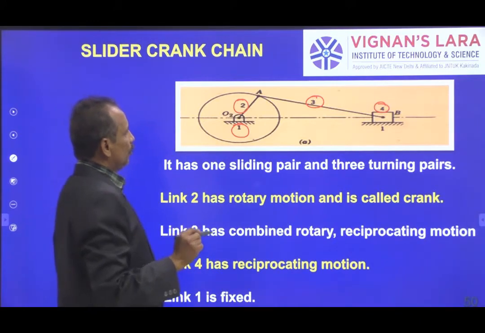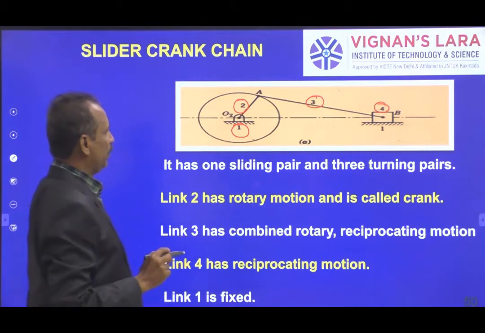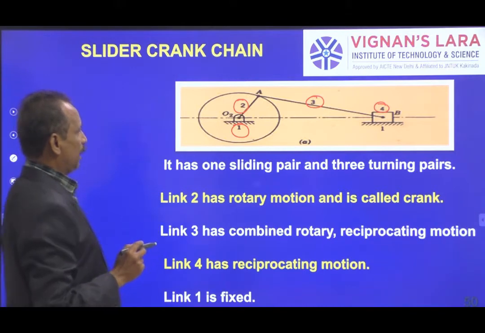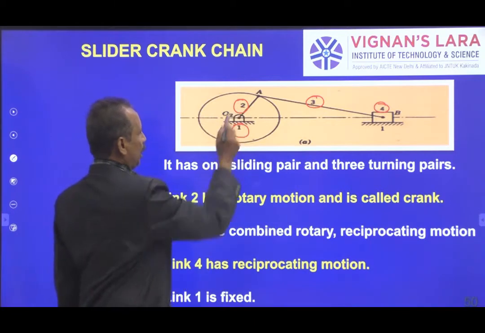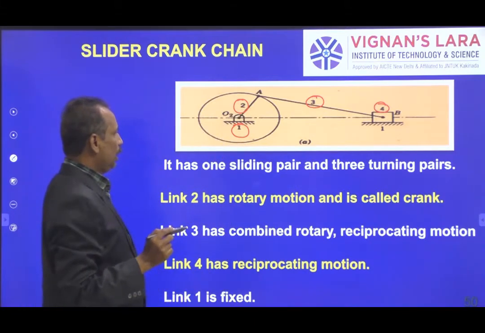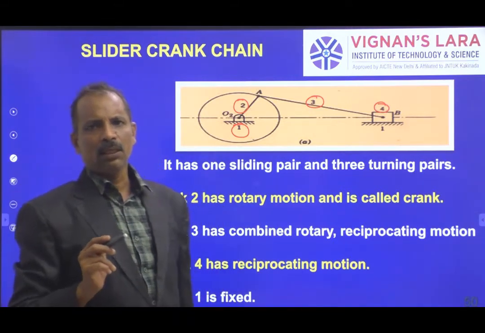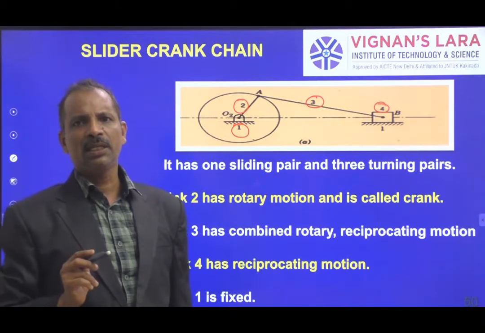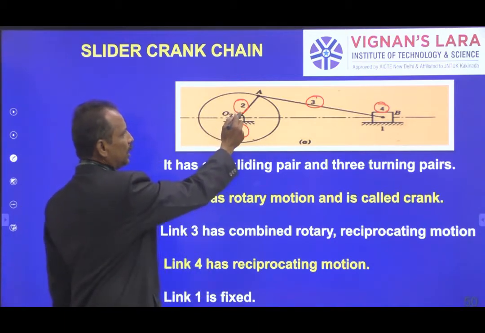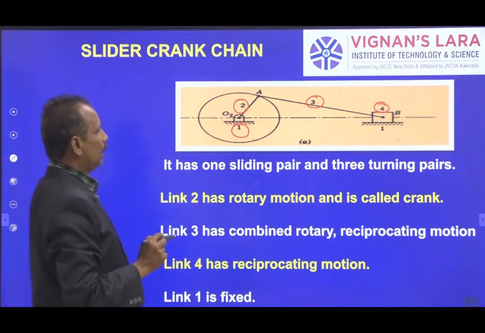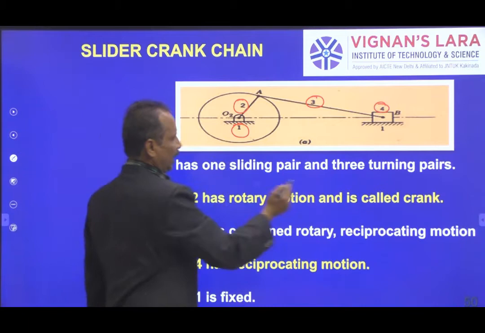These 4 links are given different names based upon how they operate. In this mechanism, link 2 is called the crank. Recall from the previous lecture, a member which can rotate for 360 degrees is called a crank. Keeping that in mind, you can see in this mechanism that link 2 is able to complete a rotation. That is why it is called a crank.